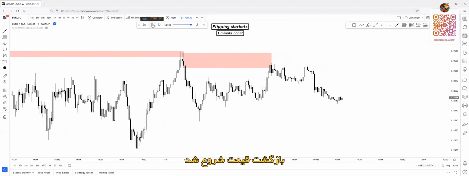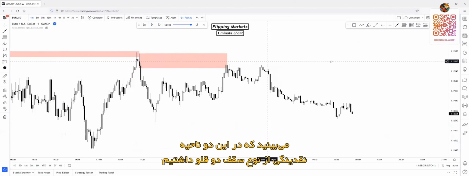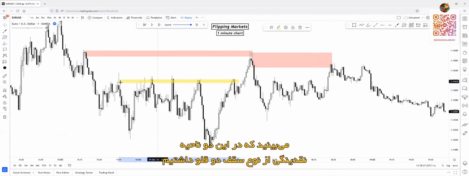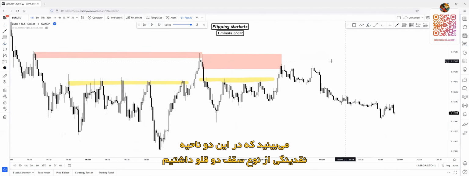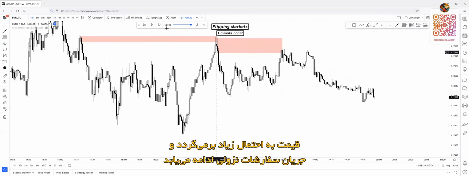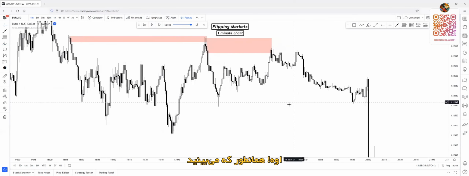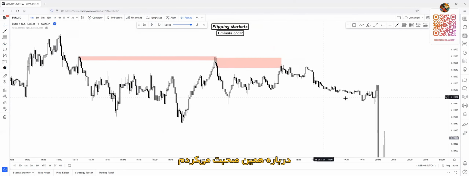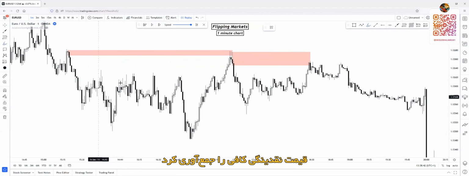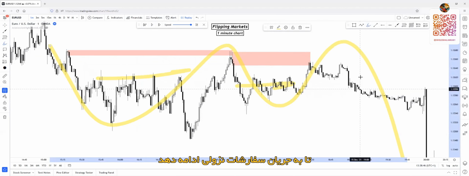Started to reverse. So as you can see, we had double liquidity sweeps from this region and from this region. After double liquidity sweeps, or just a single liquidity sweep, price has a really great chance to reverse and continue the bearish order flow. As you can see, that's what I was talking about. Price had to sweep enough liquidity in order to continue the overall order flow, which is bearish in this case.